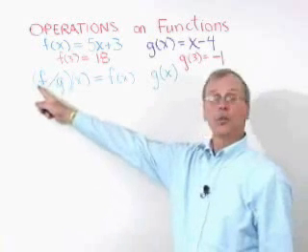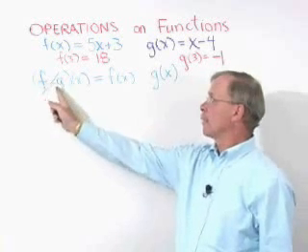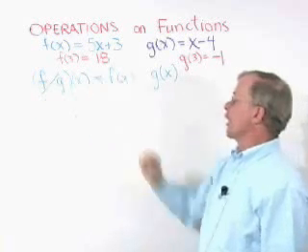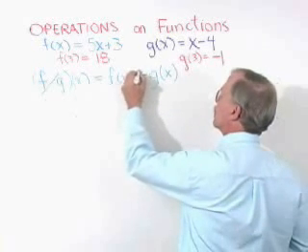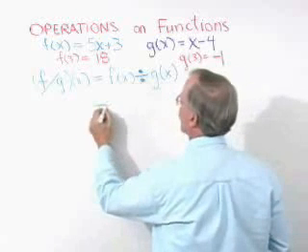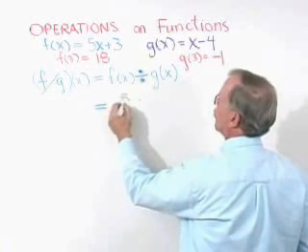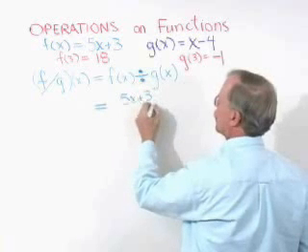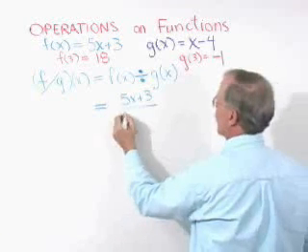Here we have the quotient function f divided by g of x. It's just f of x divided by g of x, which in our problem now would be 5x plus 3 divided by x minus 4.